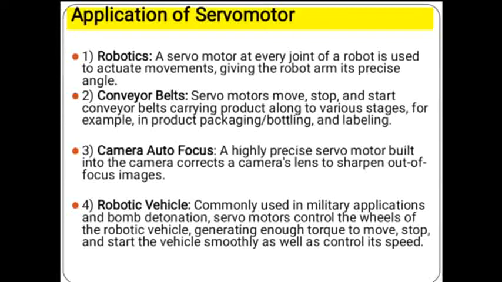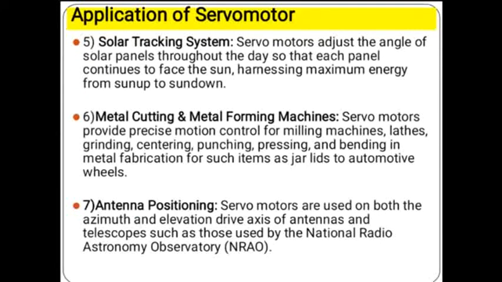Third one is camera autofocus. A highly precise servo motor is built into the camera to adjust the camera's lens to sharpen out-of-focus images. The next application is robotic vehicles, commonly used in military applications and bomb detonation. The servo motor controls the wheels of the robotic vehicle, generating enough torque to move, stop and start the vehicle smoothly, as well as control its speed.